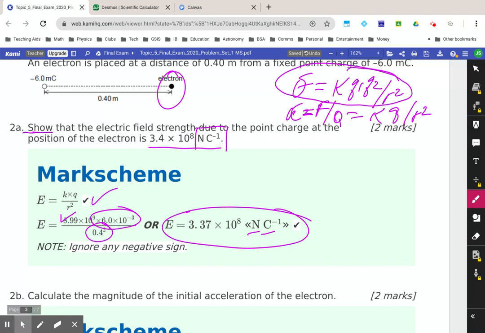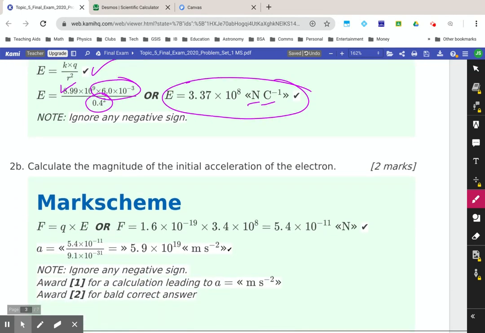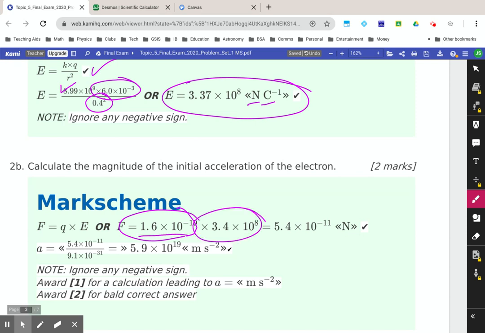I didn't use it this time because I was looking for the strength of the field. And so we know the charge on an electron. It's 1.6 times 10 to the negative 19th. So I take the answer that I got here and I multiply it by the charge on an electron, and I get this number here, 5.4 times 10 to the negative 11th.